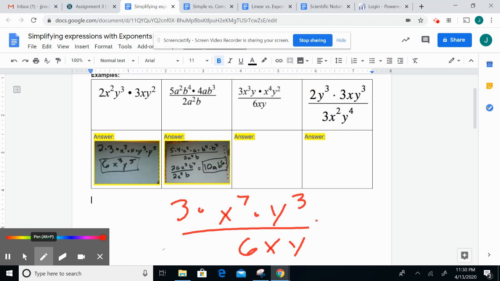Now, take it one piece at a time. 3 divided by 6 is 1/2. All right, so I am going to put it over 2. I'll even put the 1 there, 1 over 2. I'm going to leave some room because now let's do the x's.